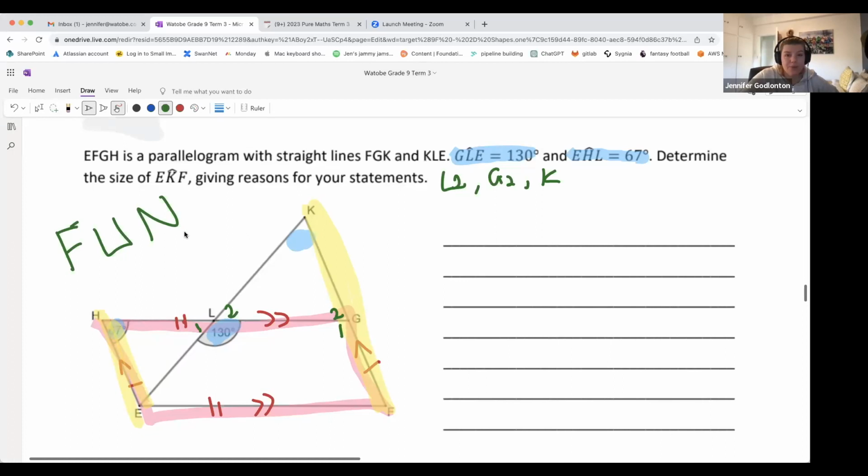Hello, how can I help? Sorry, ma'am. I just wanted to know, ma'am, what angle is at H? What angle's the H? Oh, it's highlighted so much. It's 67. Thank you, ma'am. No problem.